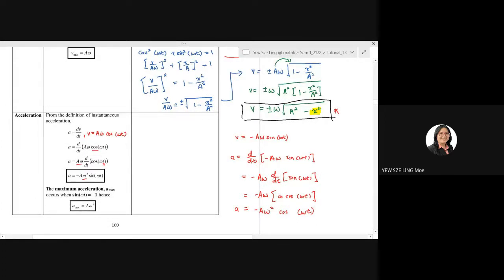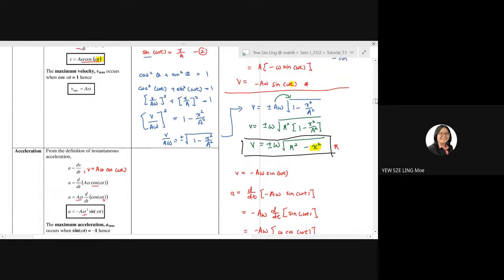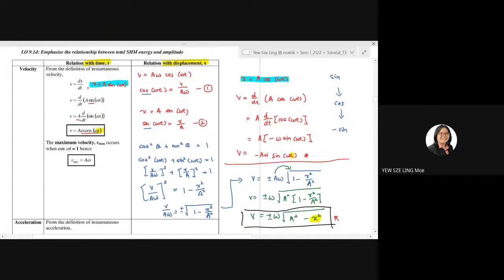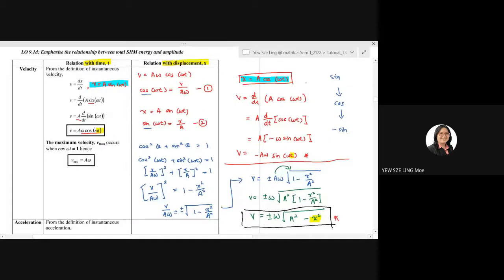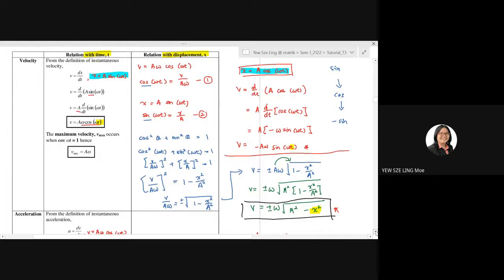So if you have v in terms of cos, then your a would be in terms of sine. That is the difference between cos and sine. It depends on the equation given or the equation that you form. If you form the equation x in terms of sine, then you follow the derivations in the table. If you are given an equation in terms of cos, then you follow the one that I show you on the right-hand side. So it depends on your first equation: see whether your x is in terms of sine or in terms of cos.